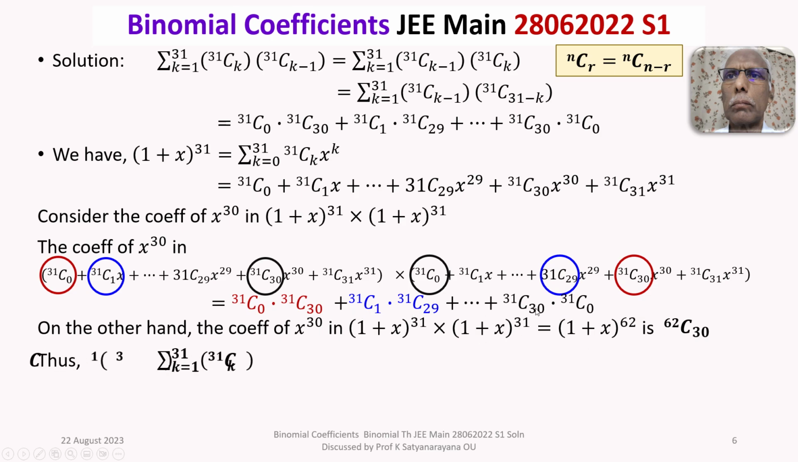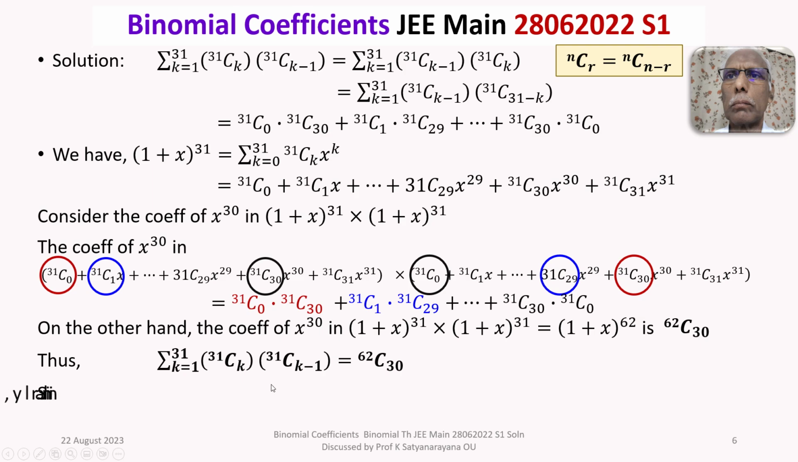But this one is in the sigma notation, you write sigma k is equal to 1 to 31, 31Ck into 31Ck minus 1. This is equal to this, equal to this, is equal to 62C30. So this is the derivation for this one. That is, in one sense we have evaluated.